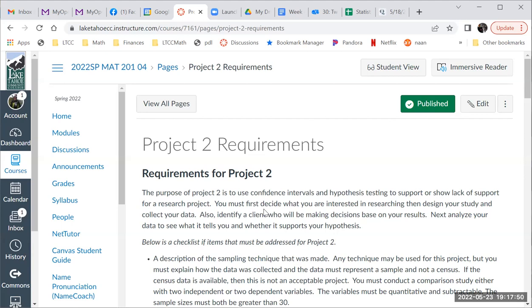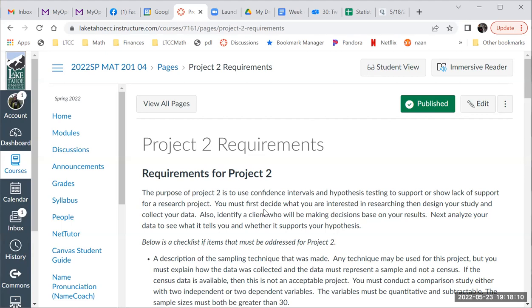Okay, a couple notes. You don't have to survey people, and I said that at the beginning of this webinar, but now I'm going to repeat it again. You can collect data from a source. Got it?